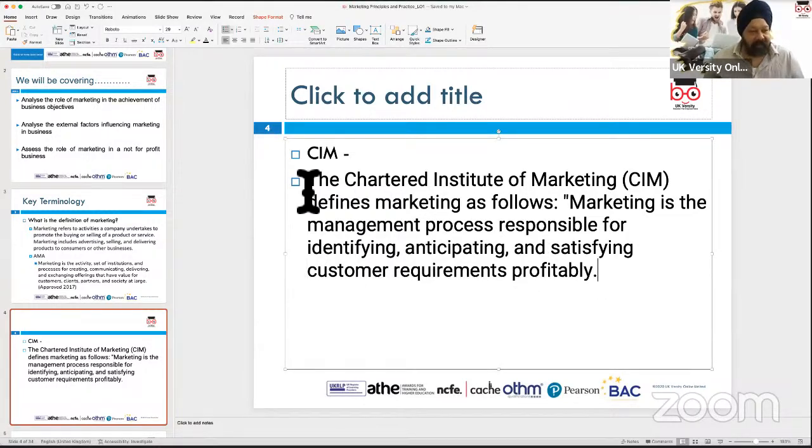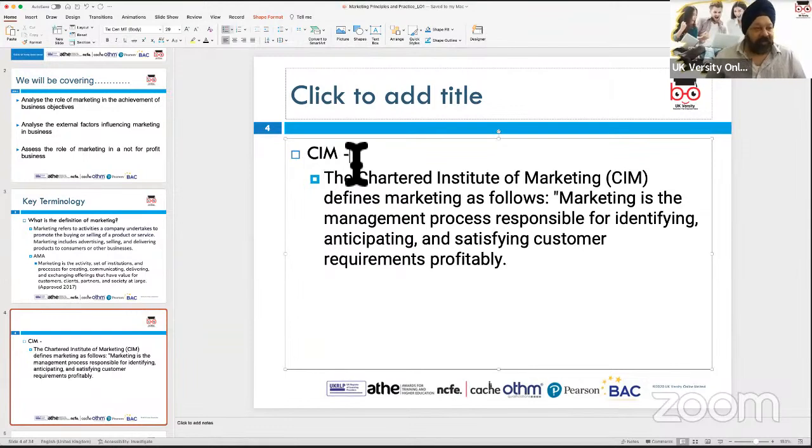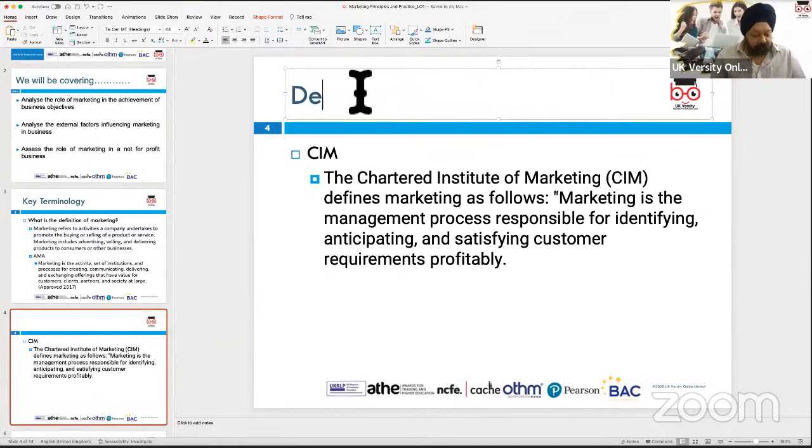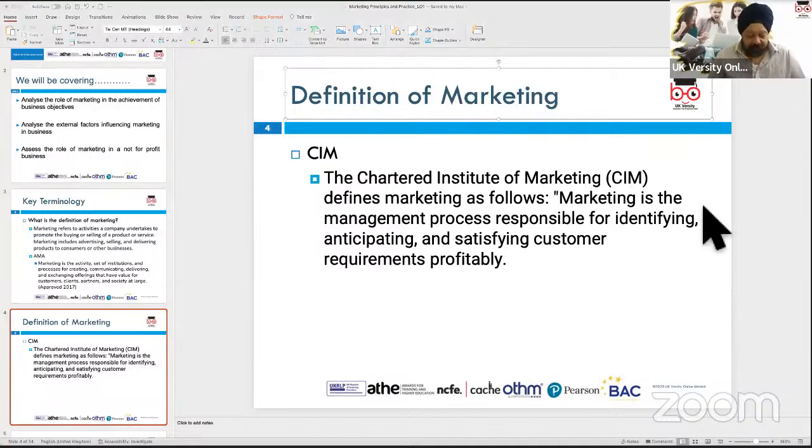Now, one of the key things you would notice is that when we talk about the definition of marketing, we should also consider the definition of business in general. So, what is the definition of business? Business is a set of activities which a company or a person undertakes, revolving around creating value for its shareholders.